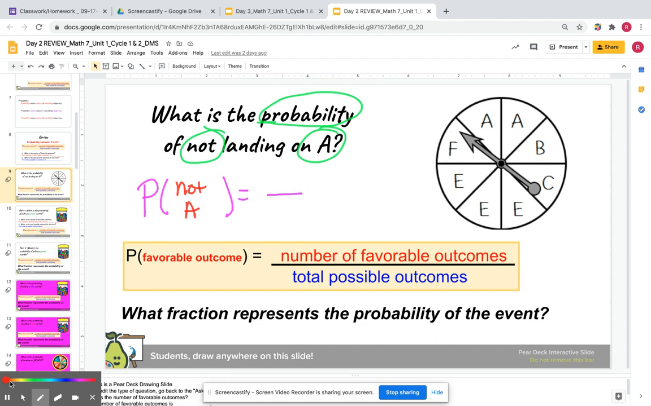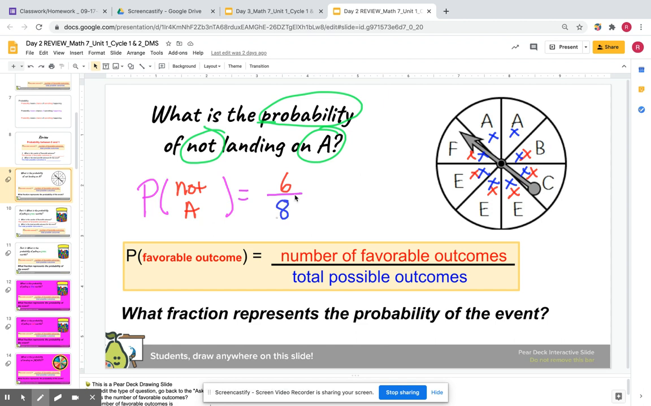Okay, I hope you were able to fill in the numerator and denominator. The numerator is 1, 2, 3, 4, 5, 6 that are not the letter A. So 6 of the outcomes are not A. Now the denominator, I hope you were able to tell me that there was a total of 8. There was 1, 2, 3, 4, 5, 6, 7, 8. And that was the bottom number.